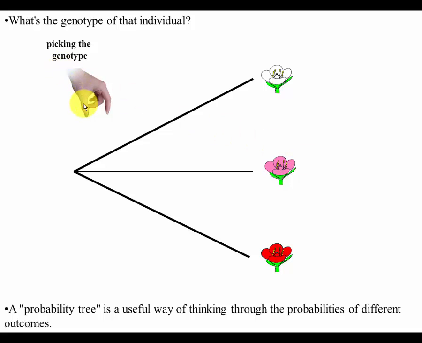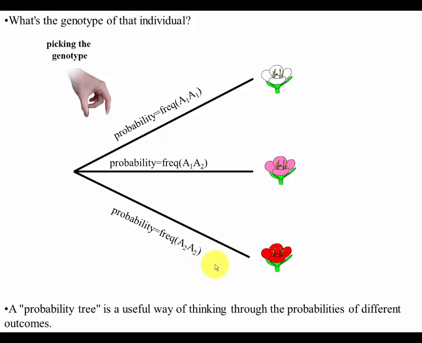Okay, so you've chosen an individual, and it's going to have some genotype. It's going to have white flowers or pink flowers or red flowers, and you know that each one of those phenotypes corresponds to a particular genotype. What's the probability that you're going to go down this path of the probability tree? Well, it's just equal to the frequency of that genotype in the population. The probability that you're going to go down this path is equal to the frequency of the pink genotype in the population. And the same thing's true for the red flowers in the population, the A2A2 genotype.